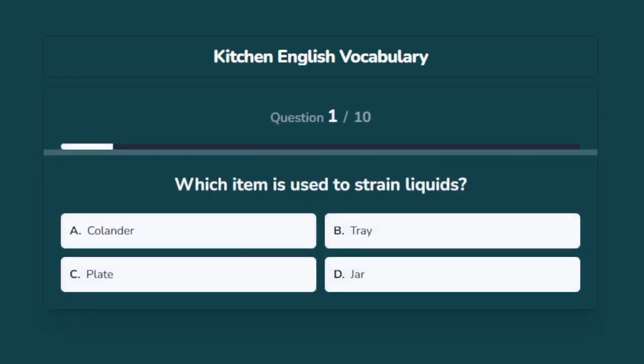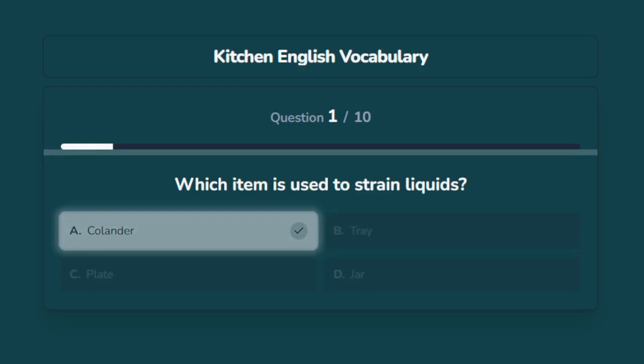Which item is used to strain liquids? Options are A. Colander, B. Tray, C. Plate, D. Jar. The correct answer is colander.